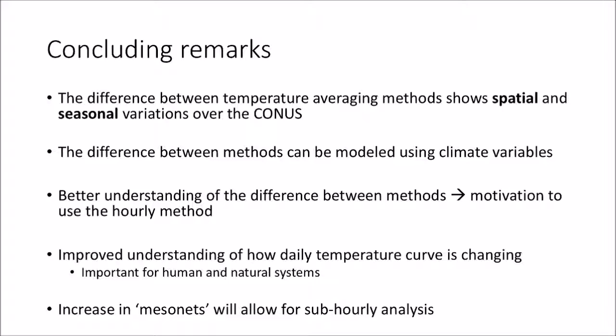And lastly, I teased a bit the minute data, and with the increase in mesonets here in many states, including New York recently putting in the mesonets, as that data becomes more available for more amounts of time, clearly sub-hourly analysis will be possible. So averaging maybe every minute of data throughout the day, how does that daily temperature curve look, and how is that different from twice daily and hourly averaging?